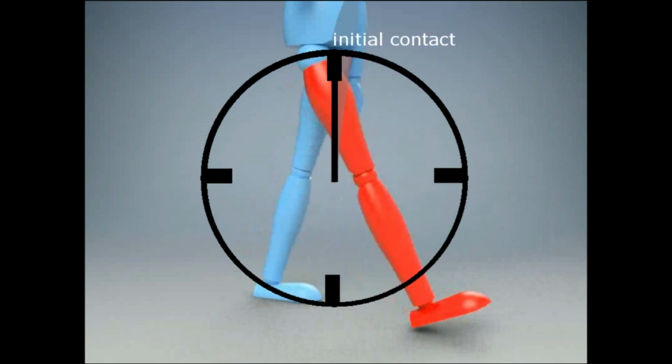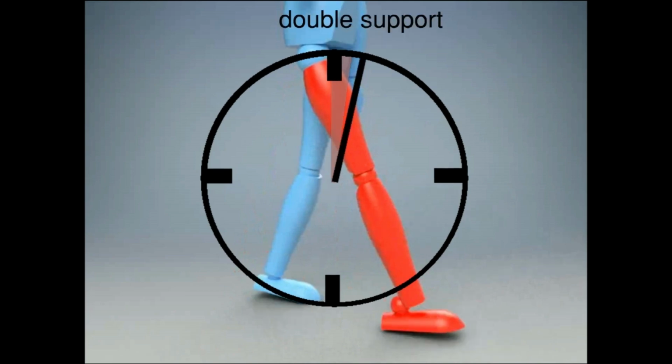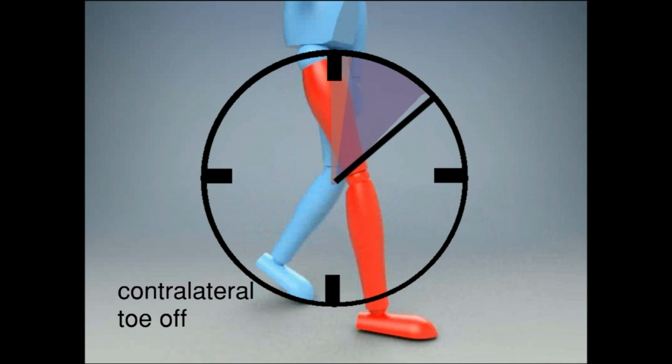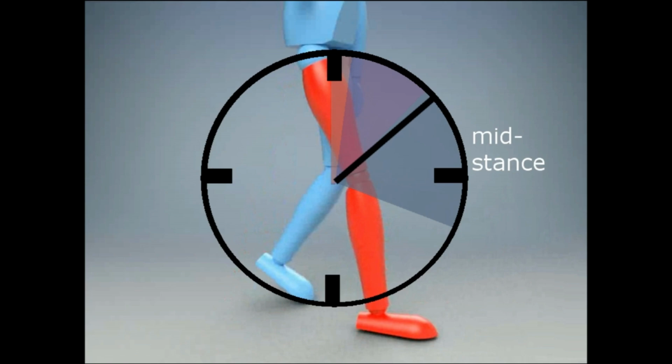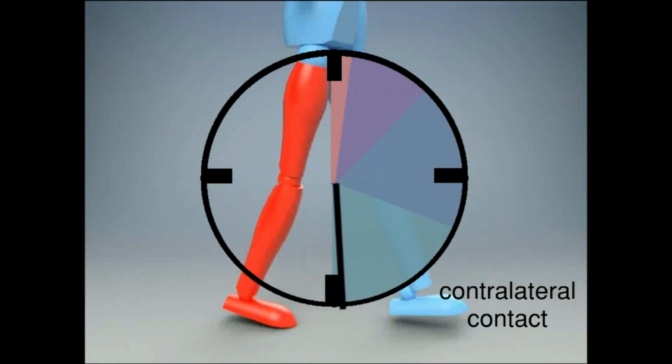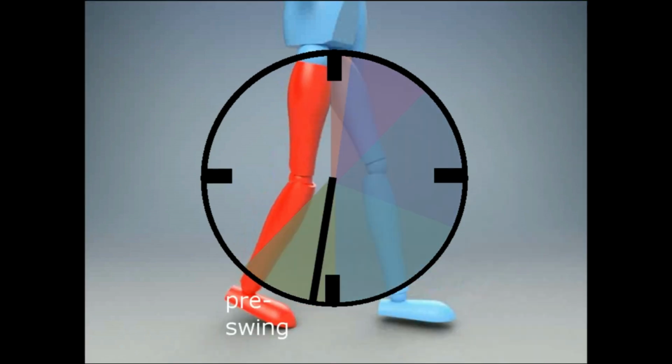Initial contact is the first 2% of the gait cycle until we reach double support, which is when both limbs are supporting the body weight. Next is the loading response, which covers 10% of the cycle until the point of contralateral toe off, which is when the other leg is no longer on the ground. The next 19% of the gait cycle is mid-stance, which makes sense since it is in the middle of the stance. There is the terminal stance phase for another 19% of the gait cycle. After there is contralateral contact, meaning the other foot has touched the ground, pre-swing is when the reference limb pushes off the ground. This phase covers 12% of the cycle.